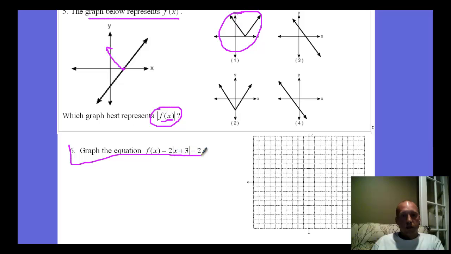Question 6. This is your problem to do tonight. Turn it in when you walk in the door. Graph it. Make sure you're careful on your H value. Have a good night. See you tomorrow.